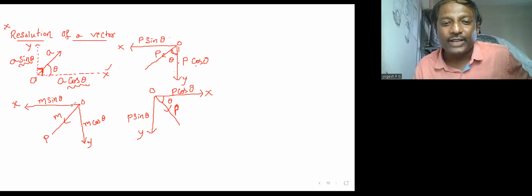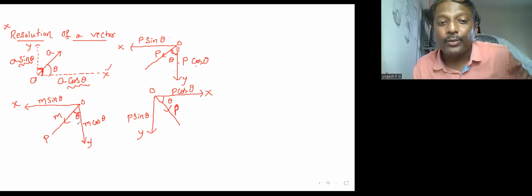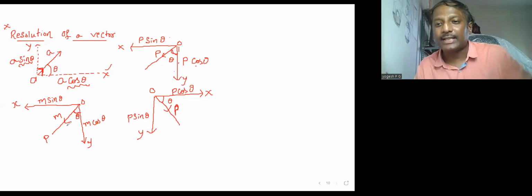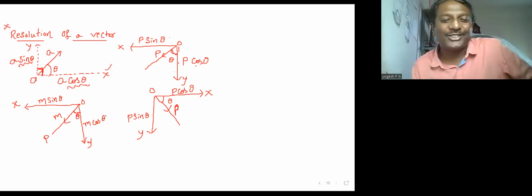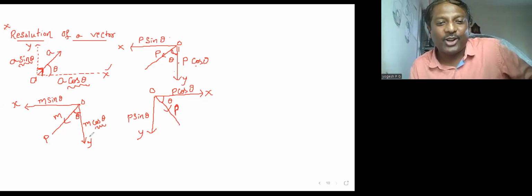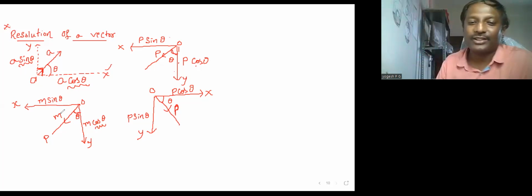Theta has to be mentioned with respect to y-axis or from x-axis? Y-axis, sir. Why from y-axis? Because you gave M cos theta at OY. Exactly. Good. Since cos theta is given along y-axis, you have to write it from there itself. So that is the procedure.